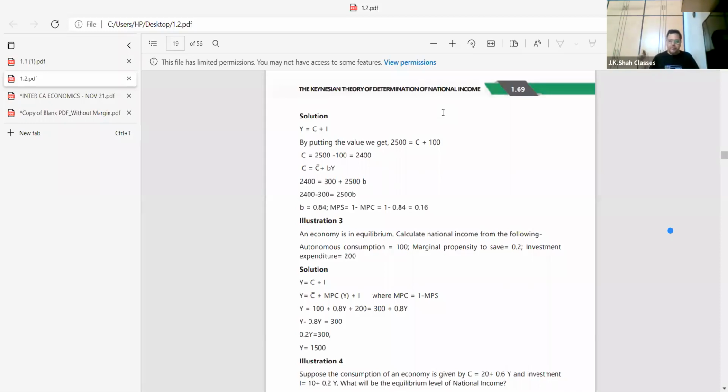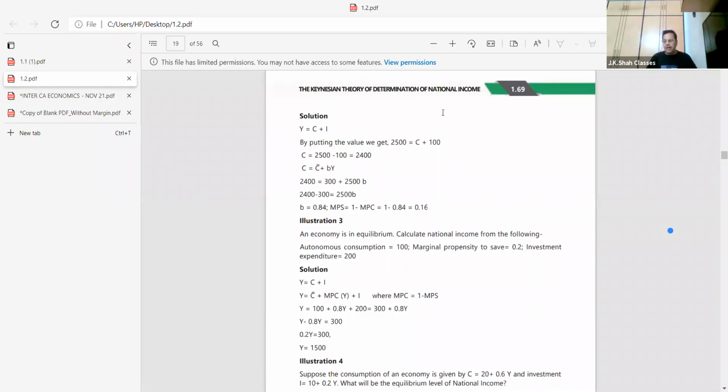And the economy is in equilibrium. So Y is equal to C plus I. Equilibrium means Y is equal to C plus I. Calculate national income from the following. Autonomous consumption is 100, MPS is 0.2 and investment is equal to 200. Now some basic information: if they say MPS is 0.2, then what is MPC? MPC plus MPS will be 1. So if MPS is 0.2, MPC will be 0.8.